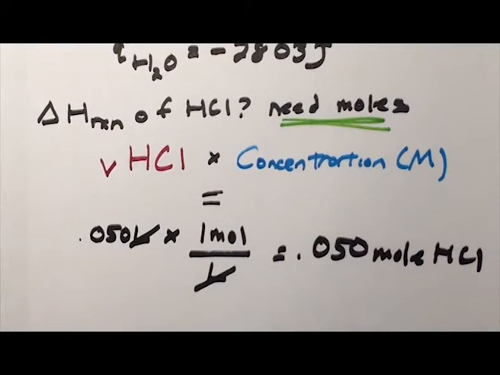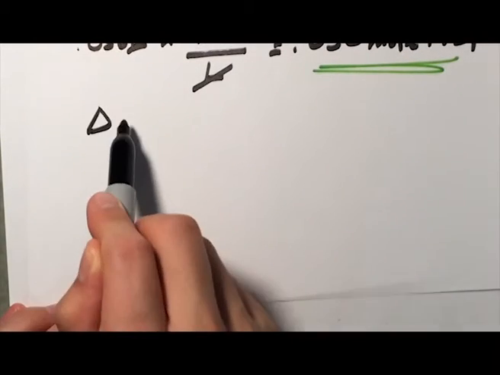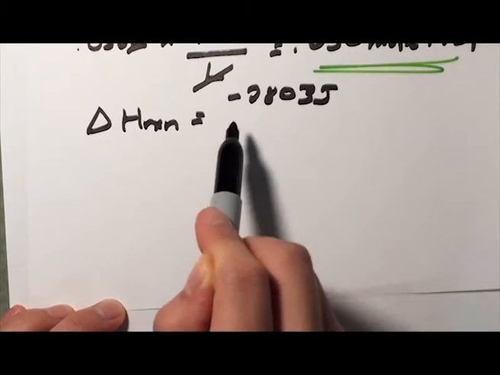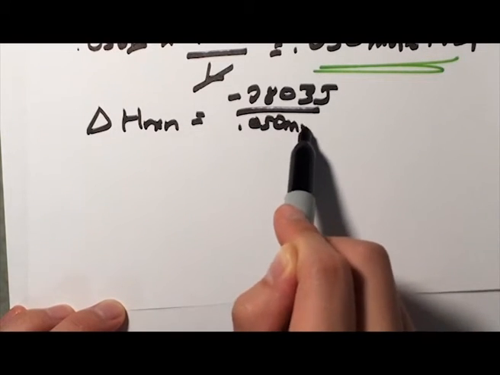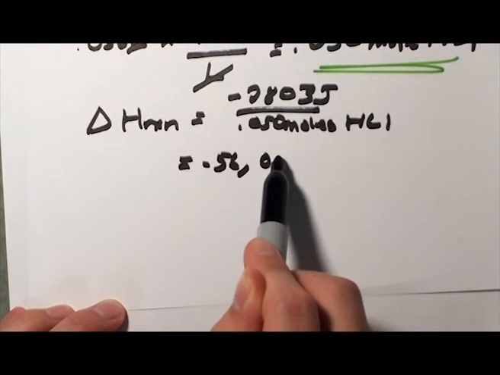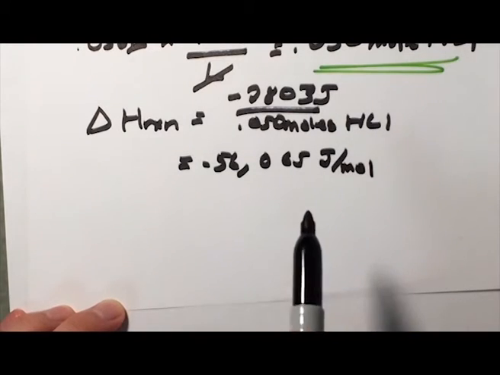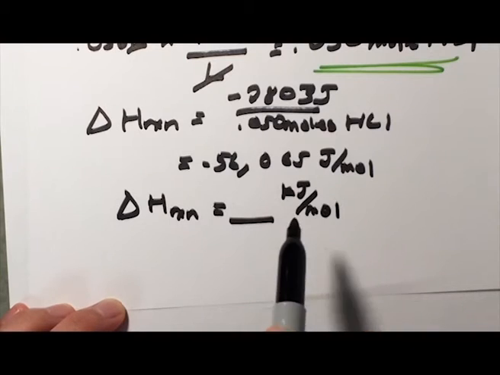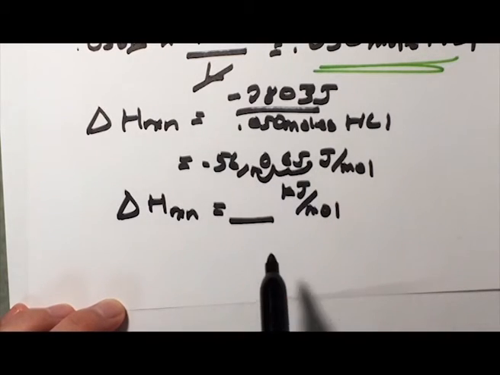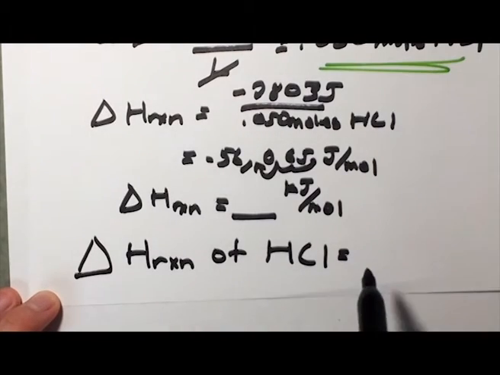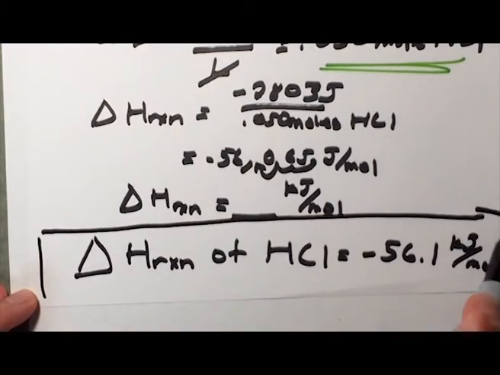In order to find the enthalpy of the reaction, divide the amount of heat of the reaction by the moles of hydrochloric acid. So negative 2,803 joules divided by 0.05 moles of hydrochloric acid equals negative 56,060 joules per mole. To convert to kilojoules per mole, simply move the decimal point 3 places to the left. In conclusion, the change in enthalpy for the reaction equals negative 56.1 kilojoules per mole.